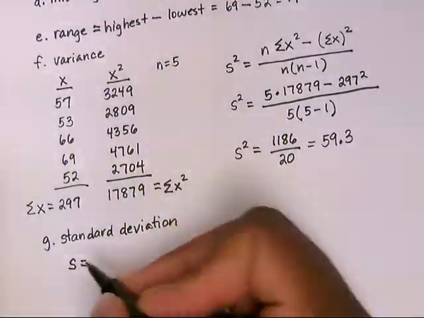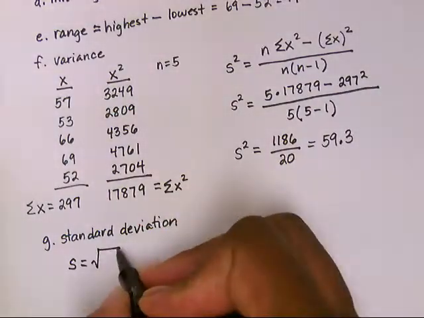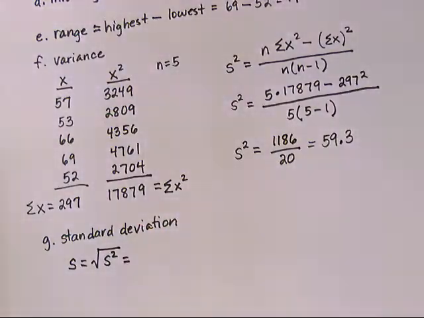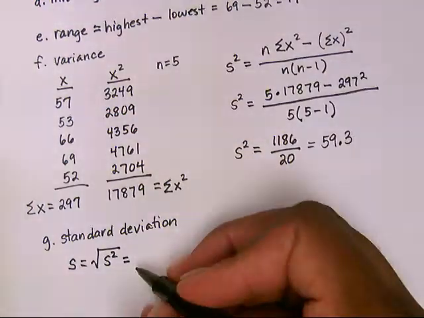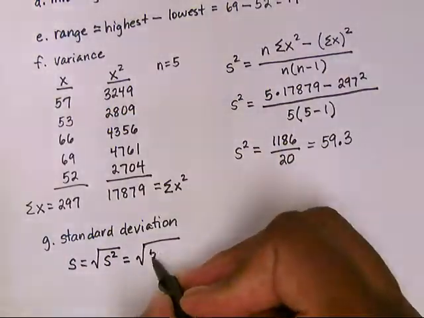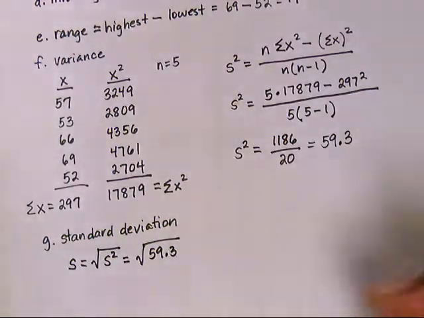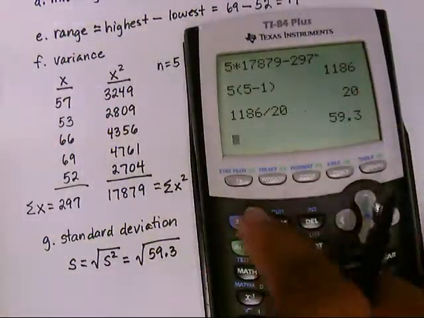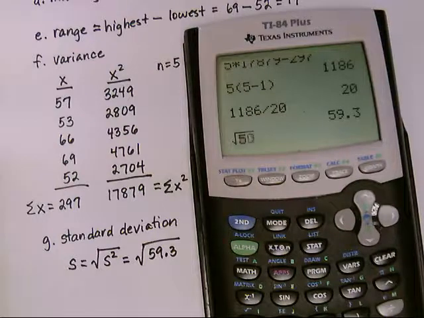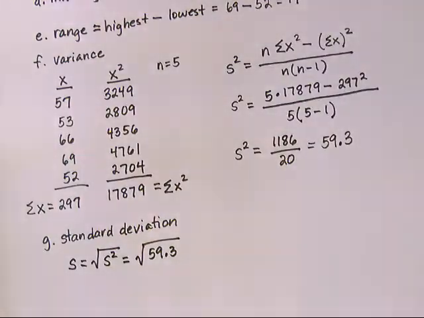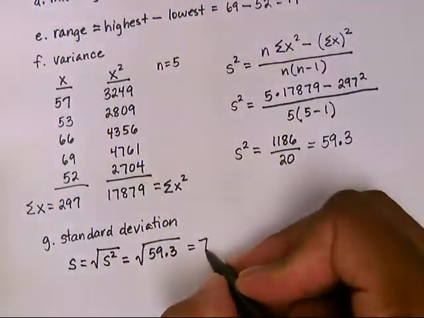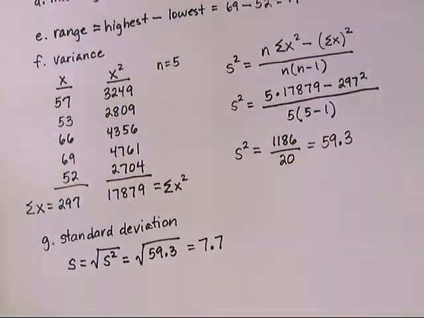The standard deviation is just lowercase s. That's simply going to be the square root of the variance, which is your s squared. And the variance, we found that out to be 59.3. So if I take the square root of 59.3, and I'm going to round this off to 1 decimal place, it'll be 7.7. So the standard deviation for this data set is approximately 7.7.